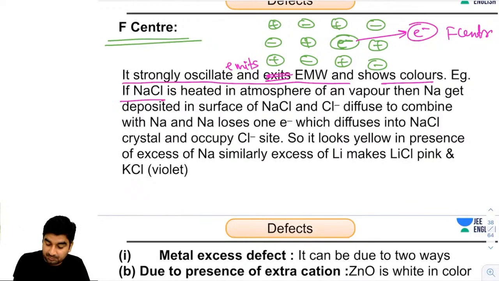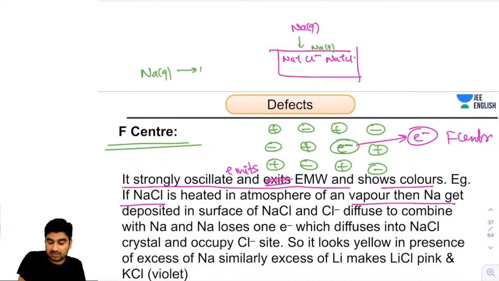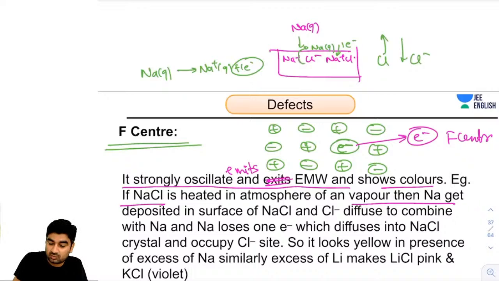If NaCl is heated in an atmosphere of sodium vapors, then what will happen? Sodium will get deposited. Suppose this is an NaCl crystal and you are heating it in vapors of sodium. This sodium will come and stick on the surface, and there it will get converted into Na plus and one electron. The electron lost by it will enter the crystal, and one chloride inside the crystal will come out of it. So chloride will move upward and the electron will move downward.